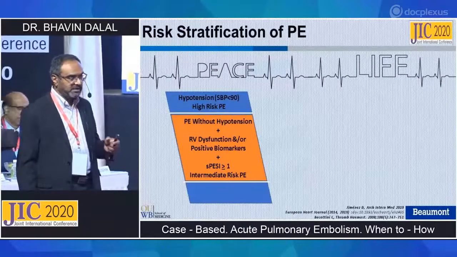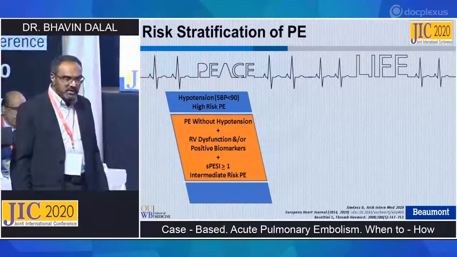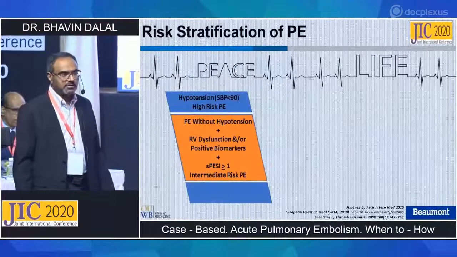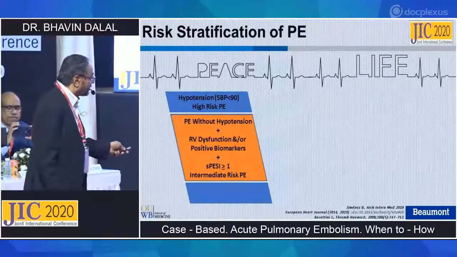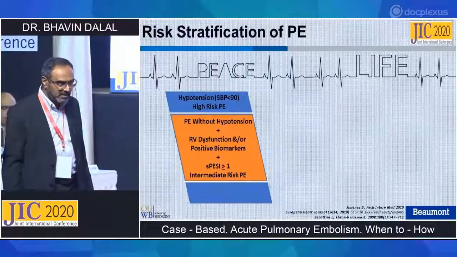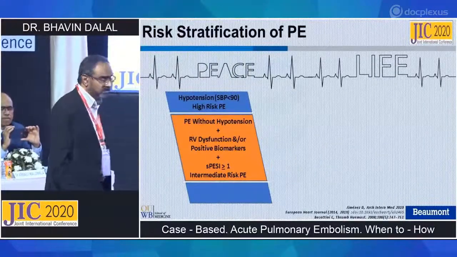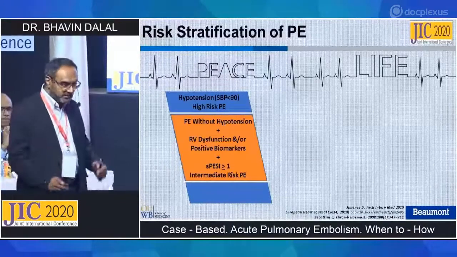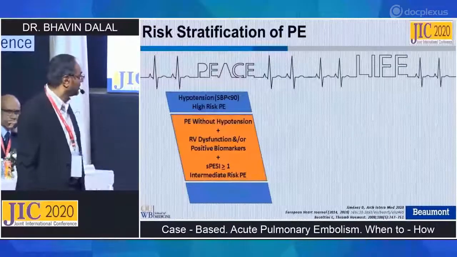If the RV to LV ratio is more than 0.9, meaning the RV is dilated, or the same thing is seen on echocardiography, we can say that the patient has RV dysfunction, and/or positive biomarkers. The two biomarkers are troponin and BNP. Based on those, we can say the patient might have an intermediate risk PE, or submassive PE, which is now the old terminology.